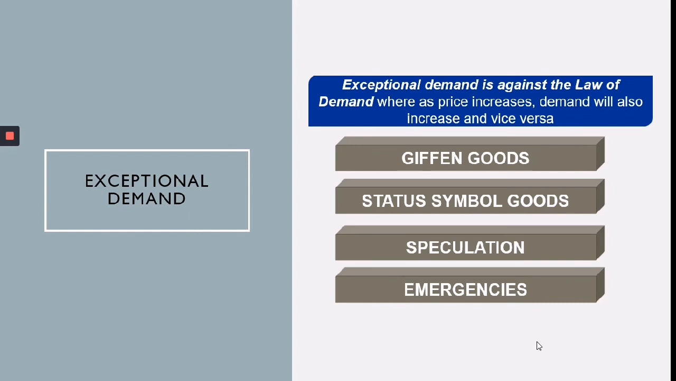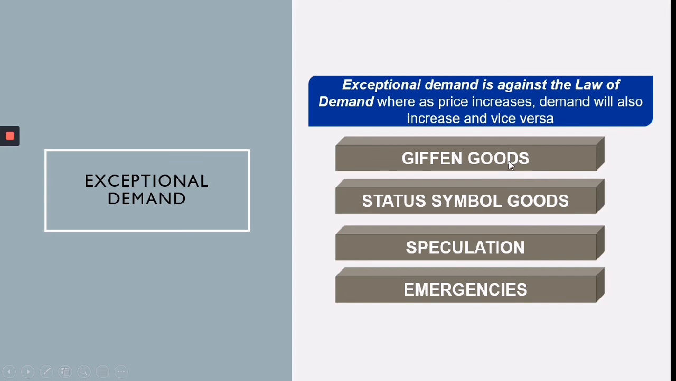Now, we go to exceptional demand. Exceptional demand can be defined as a situation where when the price of a product increases, the demand will also increase. And it is against the law of demand. Exceptional demand occurs in several instances. The first one is Giffen goods.